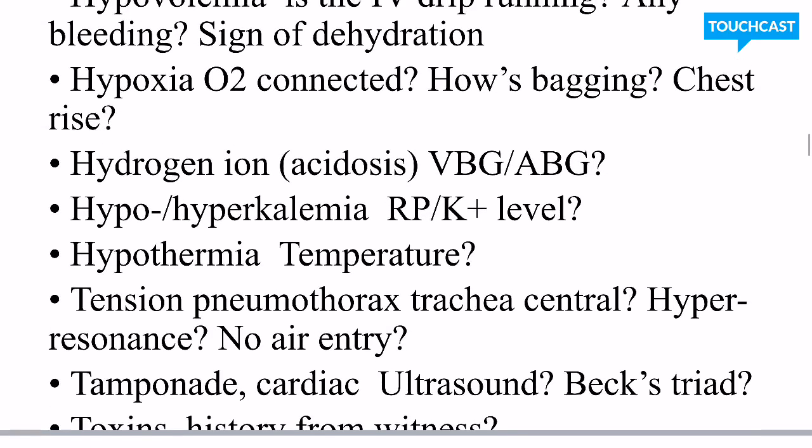you need to diagnose tension pneumothorax clinically. Cardiac tamponade, the blood test might not be helpful, but you may ask for ultrasound to look for cardiac tamponade, and the toxins is the history from the witnesses.